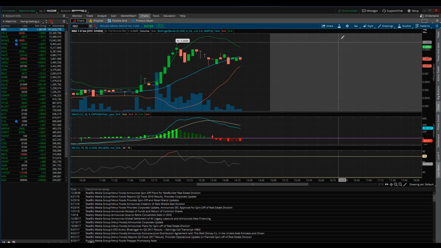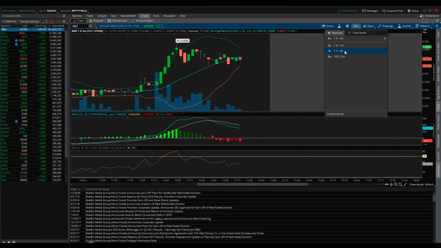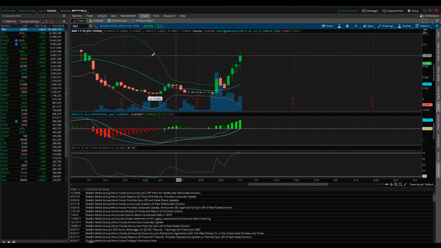So let me change my time frame, so we're looking at the same chart as what my watch list is set up on. So I'm going to set it to 1 year, 1 day for my chart, because my scanner is set up for 1 year, 1 day. So this ticker right here, as you can see, it broke out back here, and this is what I'm talking about. You have to be watching this.